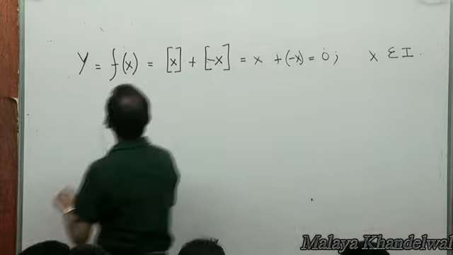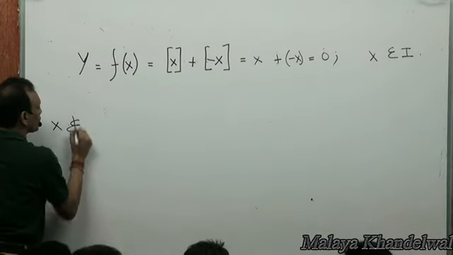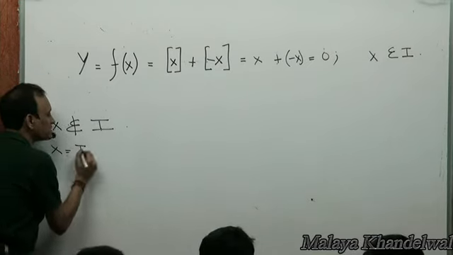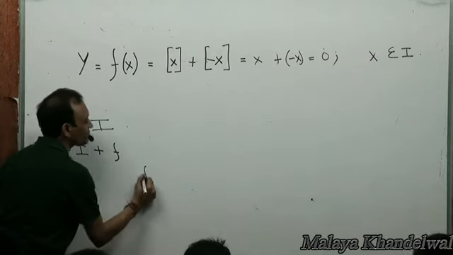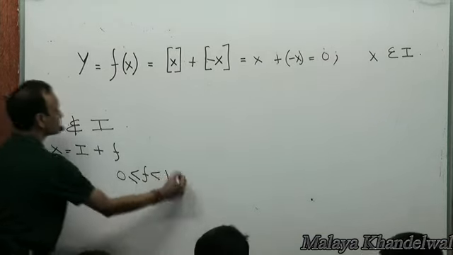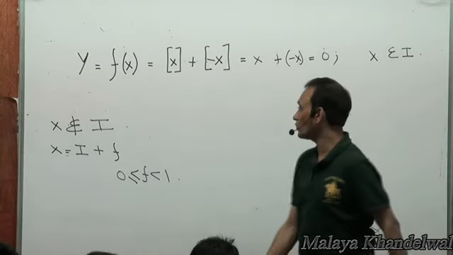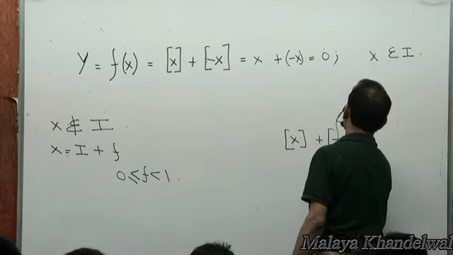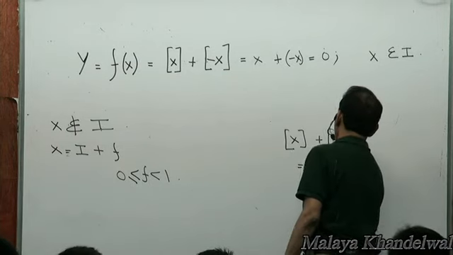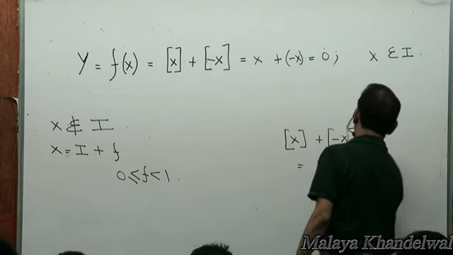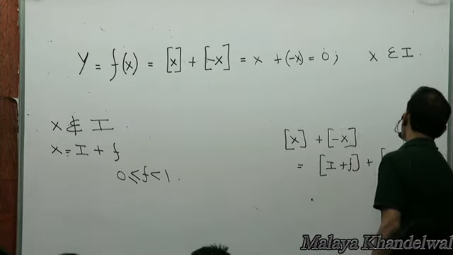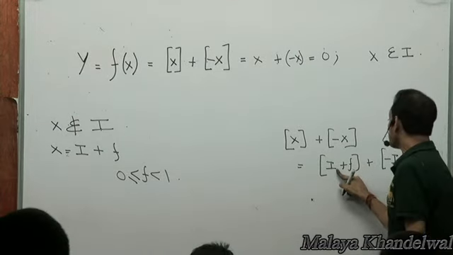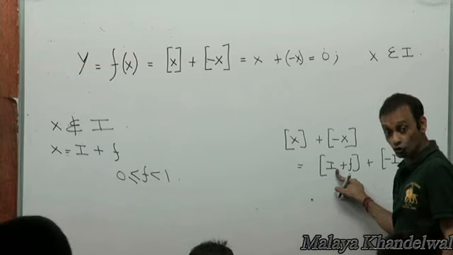Now when x is not an integer, it will be an integer plus a fraction f, where f lies between 0 and 1. Yes or no? Now, box of x plus box of minus x then is going to be box of I plus f plus box of minus I minus f. In this case, f is a number lying between 0 and 1. So the output of this operation is going to be I itself, right?